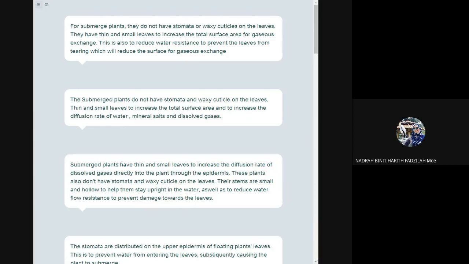Untuk photosynthesis. Apa yang hydrophyte ada that enables it to conduct photosynthesis? Untuk floating plants, apa ciri-ciri photosynthetic organ dia that enables it to conduct photosynthesis? Untuk submerged plants, apa ciri submerged plants that enables it to conduct maximum rate of photosynthesis? Okay.